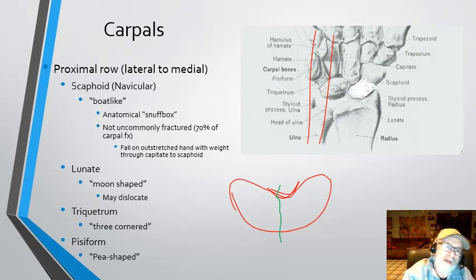Let's get out of the navicular. Next bone we have is this bone down here, and this bone right here is called the lunate. It's called the lunate because it's moon shaped. It sort of has like an angle to it, like this. As a result, what happens?